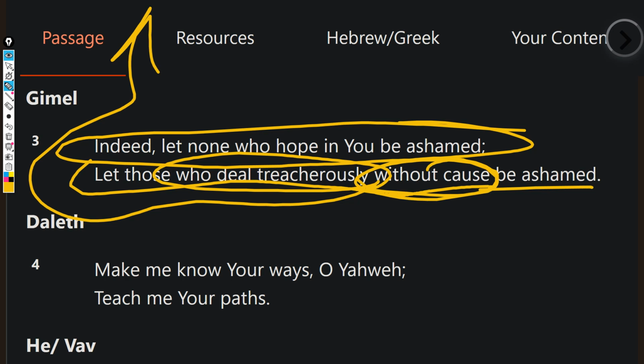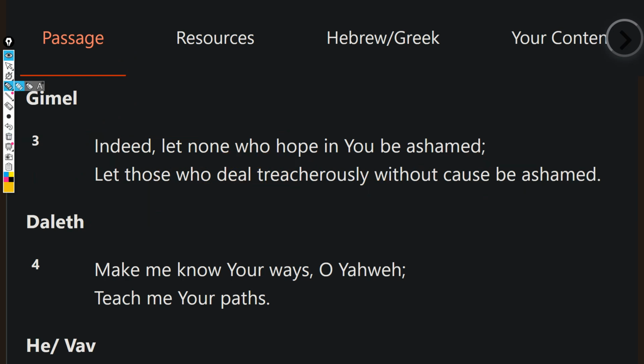Regardless of weakness and strength, I was going to go down a different path, but regardless of that, those who have faith in Christ, let them not be ashamed. For those who do not have faith in Christ, let them be ashamed because they deal treacherously. It's not just that they are not with you, they deal treacherously.